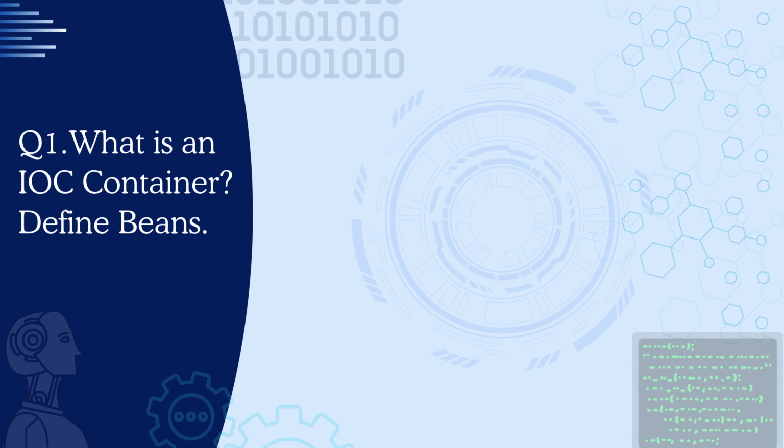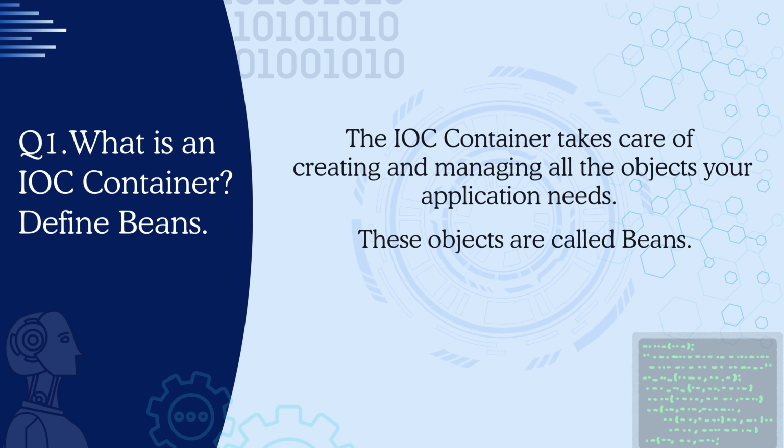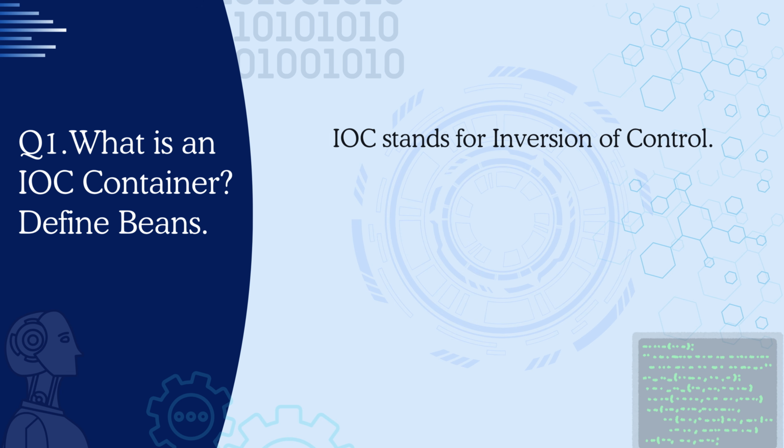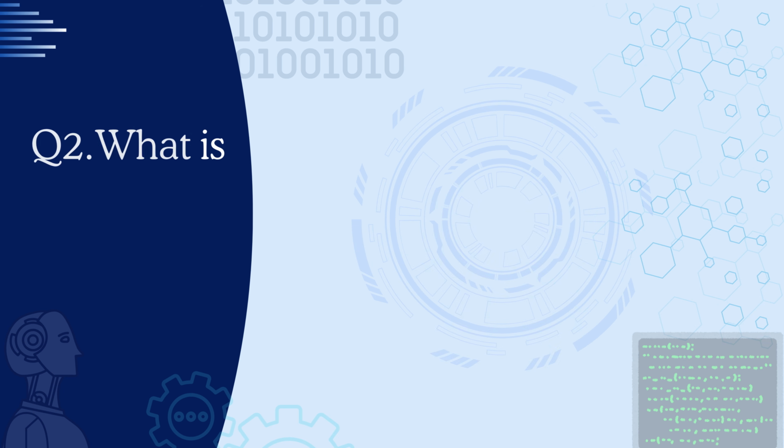Question 1. What is an IOC container? Define beans. The IOC container is basically the part of Spring framework that takes care of creating and managing all the objects your application needs. These objects are called beans. Now IOC stands for inversion of control. That is, instead of you manually creating objects using new keyword, Spring Boot does it for you and saves these objects/beans in the IOC container. Once these objects are there in the container, you can just use them anywhere in your project as many times as you want.